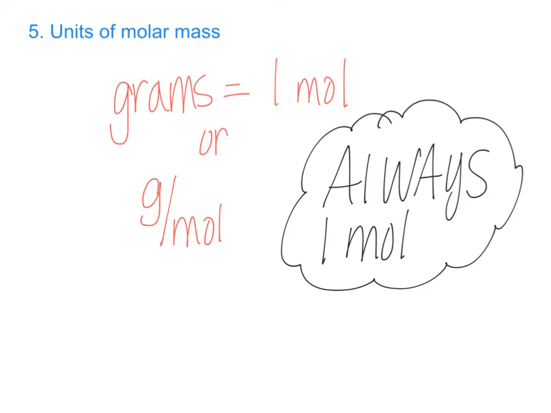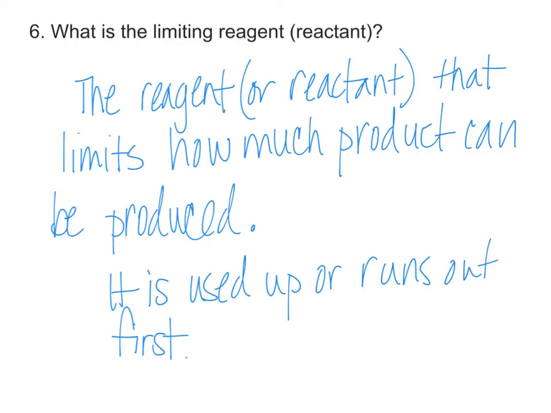Always, always, always. What is the limiting reagent or reactant? Those are both words that can be used interchangeably. It is the reagent or reactant that limits how much product can be produced, because it will be used up first. Once it runs out, we can't keep making product, and so it's considered to be the limiting reactant.